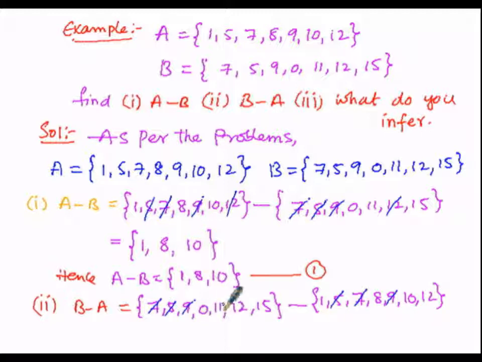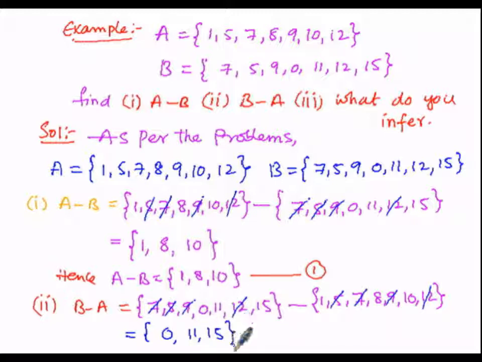Here 11 is an element of set B, but it is not an element of set A. 12 is an element of set B and 12 is also an element of set A. Therefore, it gets cancelled. 15 is present in set B, but it is not present in set A. Therefore, it should not get cancelled. So the elements which are left over are, we have to write the elements which are left over in the first bracket, after the second bracket is removed from the first bracket. Therefore, the elements left over are 0, 11 and 15.